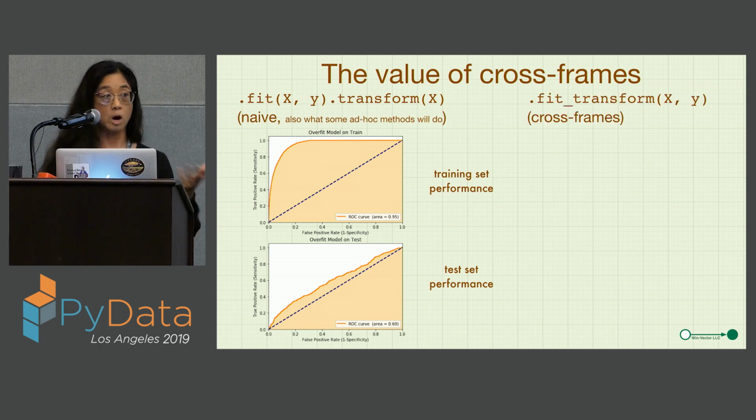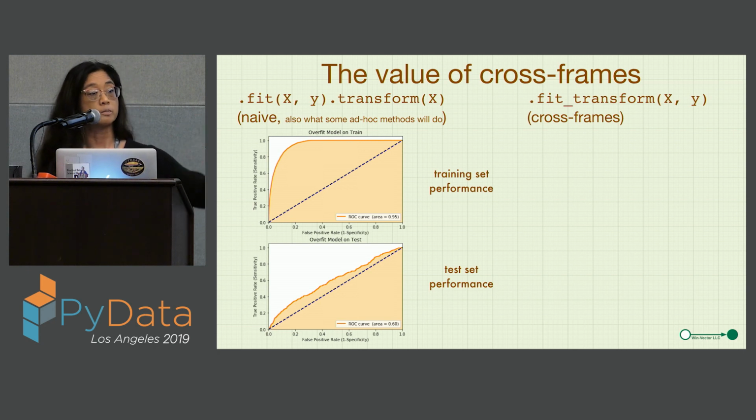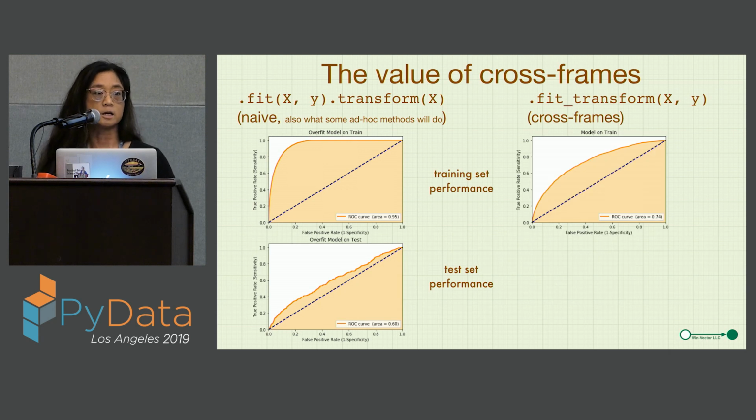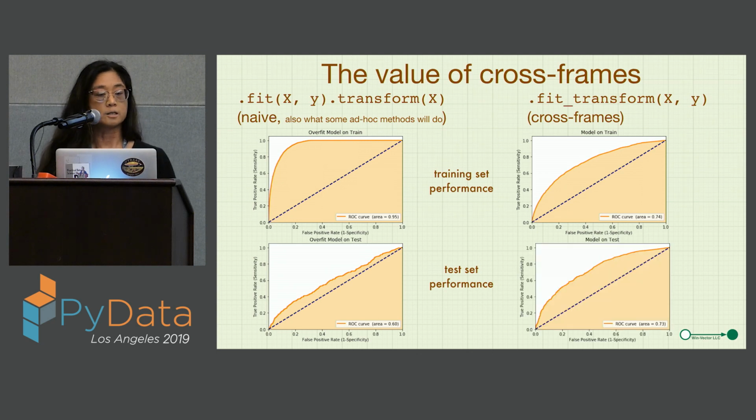So let's try to do it the proper way with fit_transform, which produces a cross frame, and use that cross frame to train your model. That produces a model that gets an AUC of 0.74 on the training data and an AUC of 0.73 on the test data. So you've managed to avoid the overfit, which is the goal, and you've also got, as John said, in about 10 minutes, a basic model from which to start improving to get better performance.